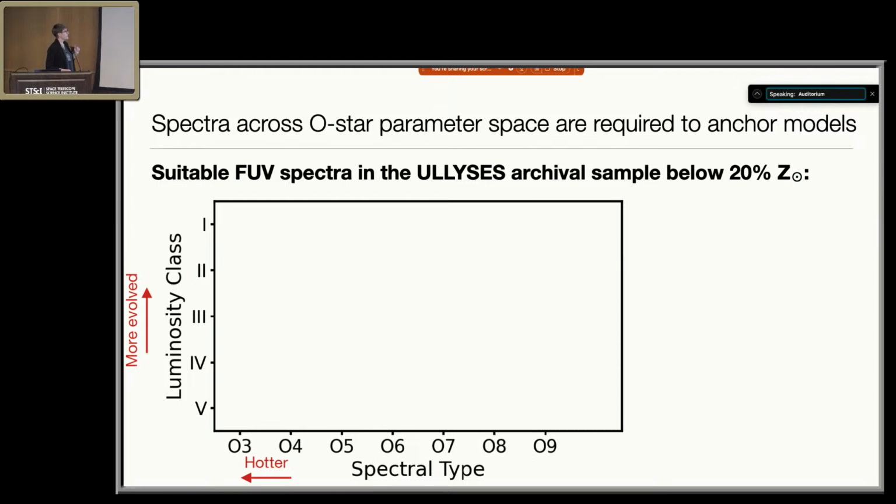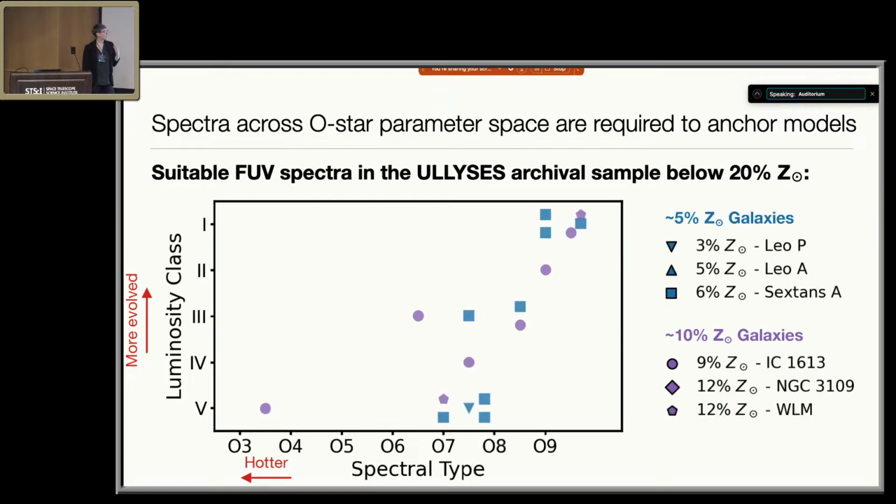So if we look at this archival sample and find all of the stars that meet those criteria, we find 17. And the colors here just break the host galaxies down into roughly 5% and roughly 10% solar metallicity. You see from this figure that we are not spanning the whole range of spectral types and luminosity classes here. We're missing all of the hottest stars, so all of the most massive stars that are dominating the ionizing photon production of a population. And we're missing the latest type, lowest mass O stars, which are the most common and our most common supernova progenitors.